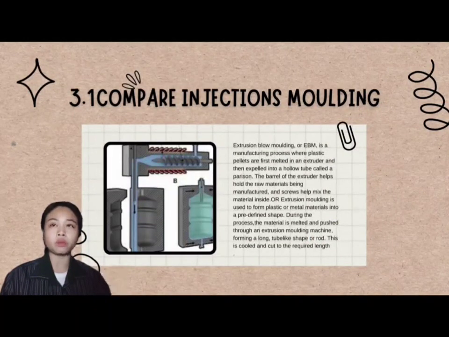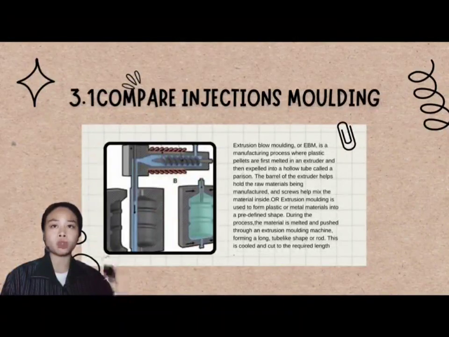Extrusion blow molding, or EBM, is a manufacturing process where plastic pellets are first melted in an extruder and then expelled into a hollow tube called a parison. The barrel of the extruder helps host the raw materials being manufactured, and the screw helps mix the material inside.